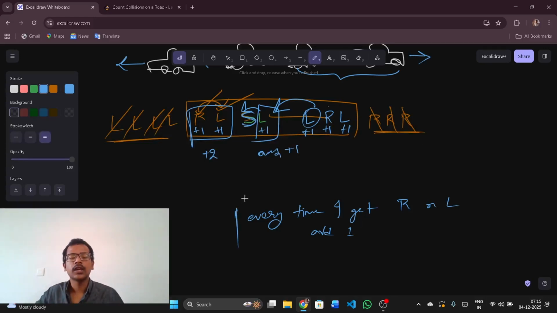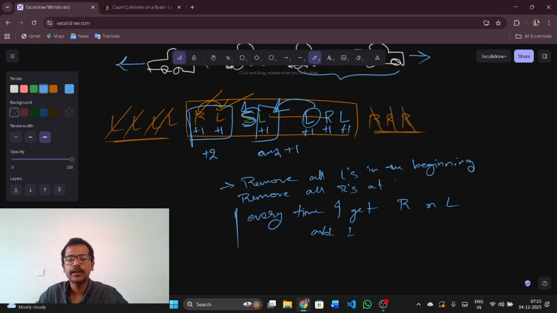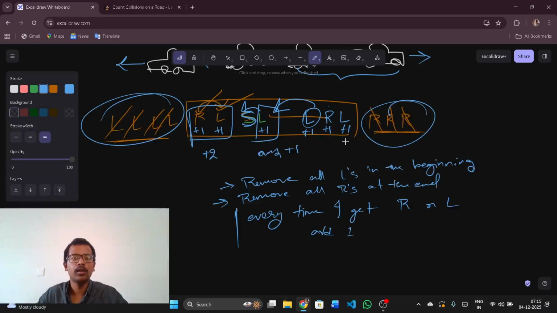Okay, I'm adding 1. So before that, what I did was remove all the L's in the beginning, and also remove all R's at the end. What do you think about it? You are removing all L's at the beginning, you are removing all R's at the end, and if there is an R or L, I'll just increment the answer, right? And at the last we'll return the answer.